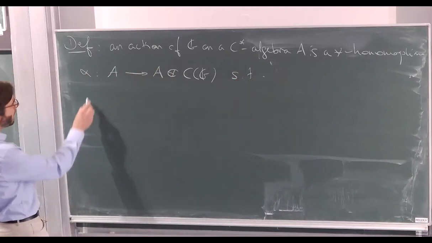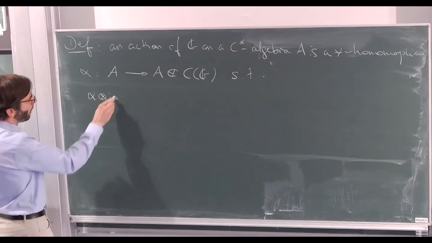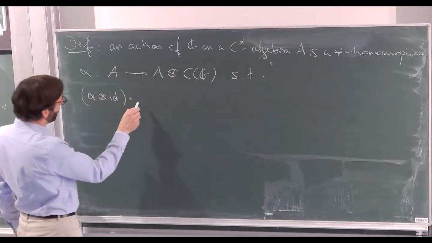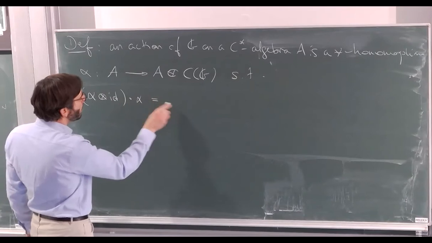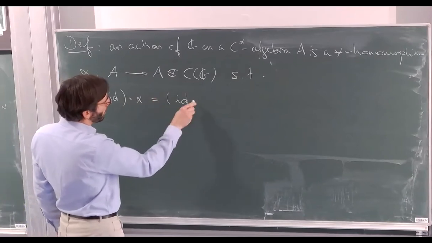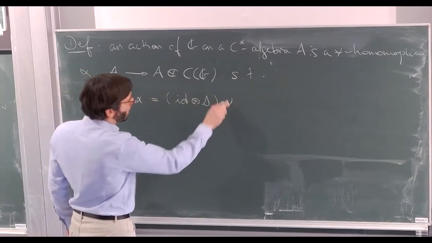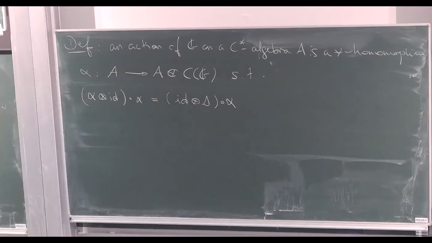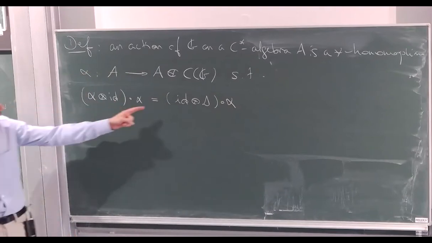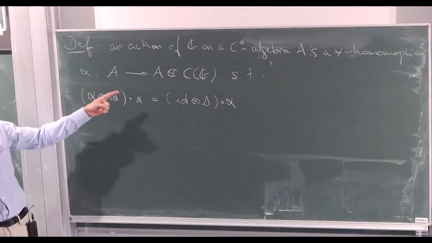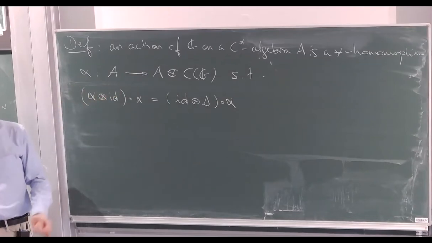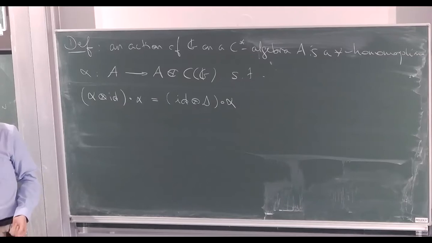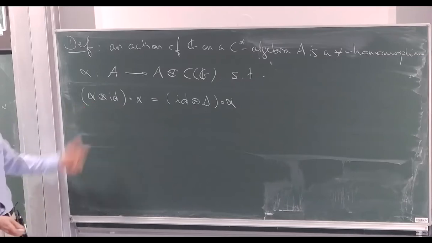So the first one is, if you apply the action map twice, then this should be the same as doing this. If you dualize this, this is exactly saying that this is an action in the sense that if you let one element act and then another, it's the same as letting the product of the two elements act at once. That's really the dual version of this.